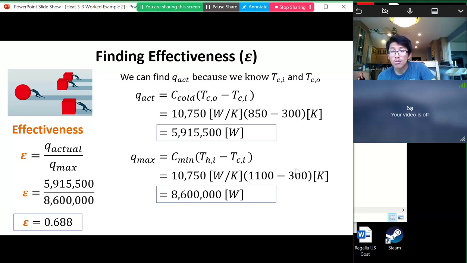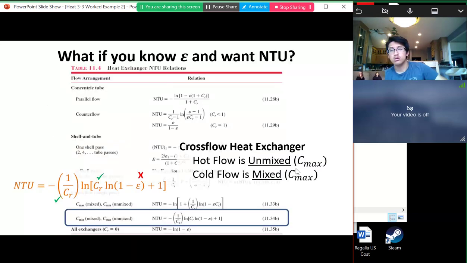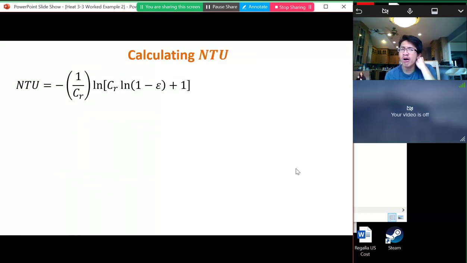So we have almost 70% of the maximum heat transfer we could transfer in this heat exchanger. Now that I've gone through and found the effectiveness, I can use the effectiveness in my equation for NTU to find NTU. Before, I didn't know the effectiveness, but now I do, so I can put numbers into my calculator to find NTU.